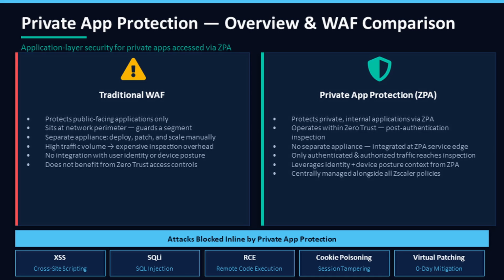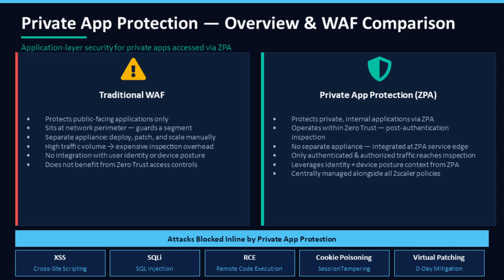Now let's turn to private app protection. This capability brings application layer security to private applications accessed through ZPA, filling a gap that traditional web application firewalls leave wide open. To understand private app protection, you first need to understand what a traditional WAF does and where it falls short. A traditional WAF sits at the network perimeter and inspects HTTP and HTTPS traffic flowing to public-facing applications. It blocks attacks like cross-site scripting, SQL injection, and remote code execution at the edge.